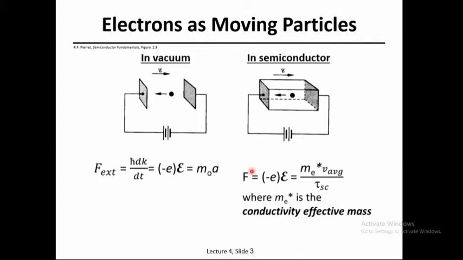So here when we talk about F, it's the external plus the internal force, which is still equal to the charge times the electric field, and we take into consideration the effective mass rather than the free mass, times the average velocity over tau scattering, which is the relaxation time, or the microscopic parameters. We will talk in a minute about the macroscopic parameters as well, and how we relate both to each other.